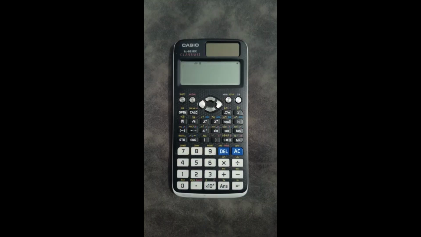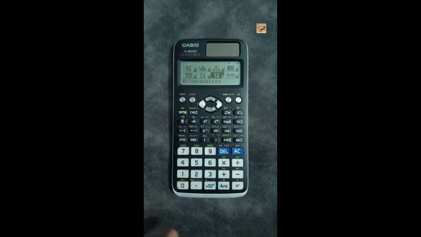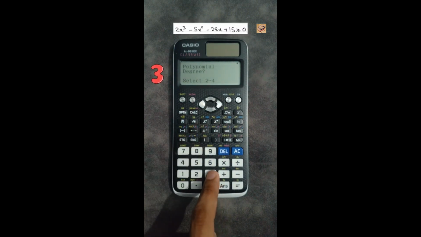To solve an inequality question from a calculator, just press this menu button, then scroll down to the inequality section, then press B. So for the equation above, the polynomial degree is 3, so press 3. Now select the type of inequality. In this case it's greater than or equal to 0, so press 3. Now write the above equation as it is.